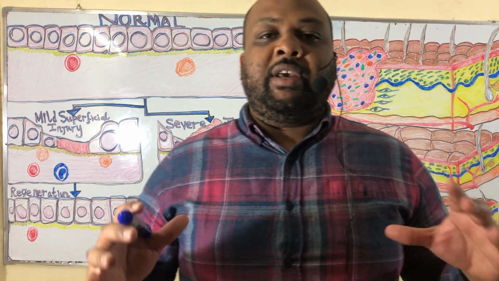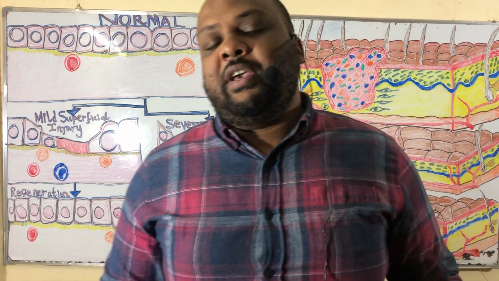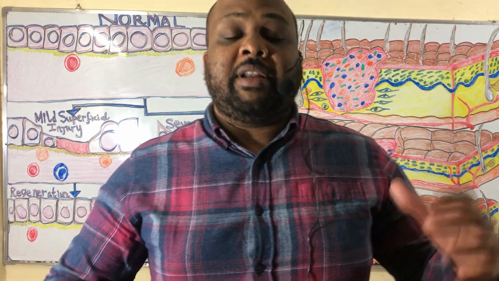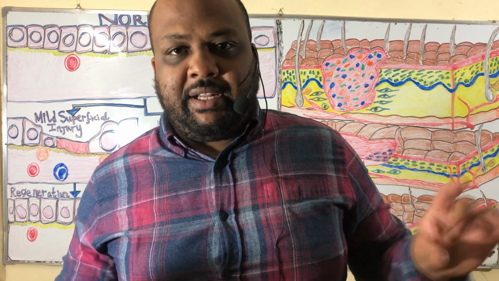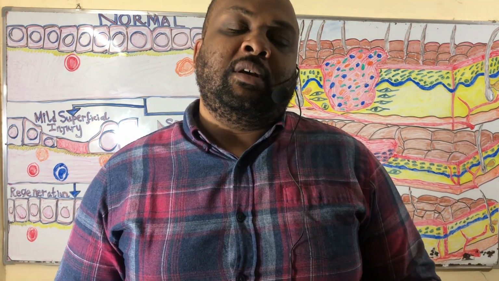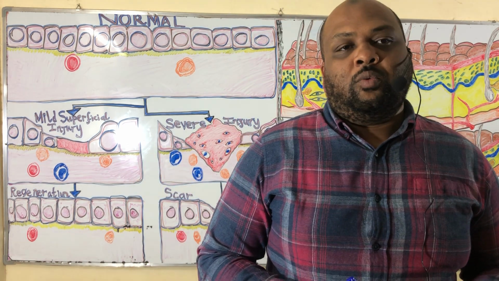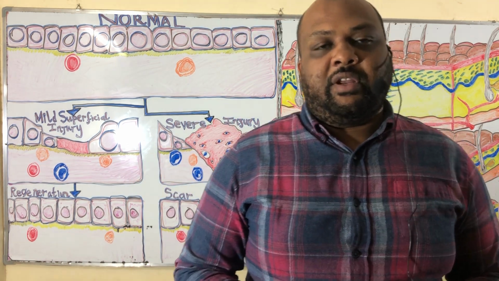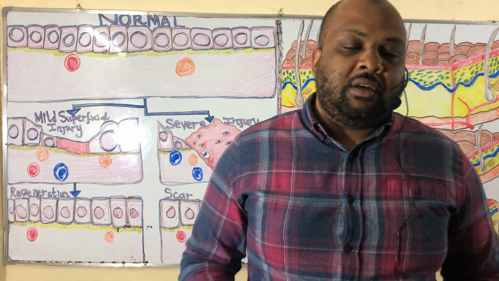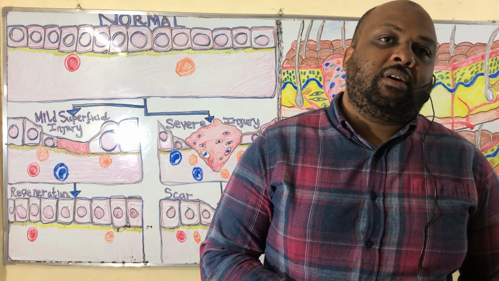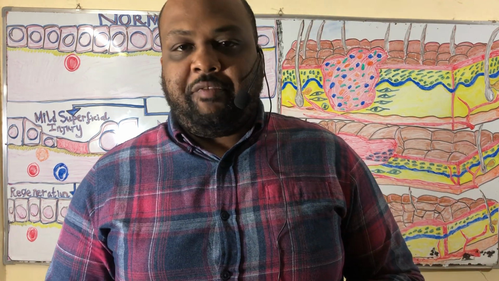So if the injury is localized to the epithelial layer, we would have healing by regeneration. But if the injury goes deeper than the epithelial layer, we would now have healing by fibrosis, where TGF-beta is secreted, and that leads to the recruitment of fibroblasts that secrete fibrin and stimulate healing by fibrosis.